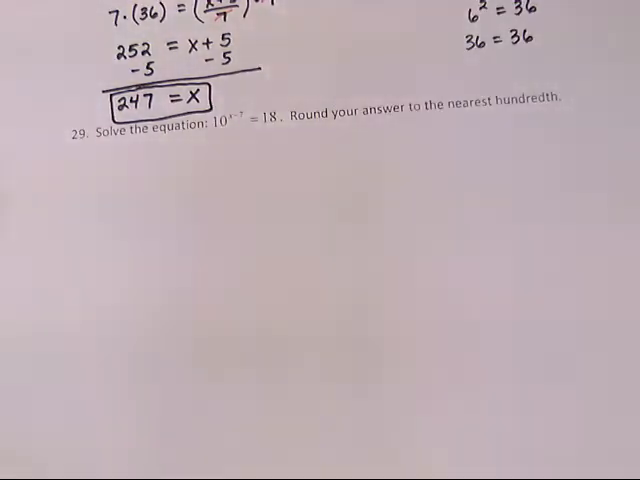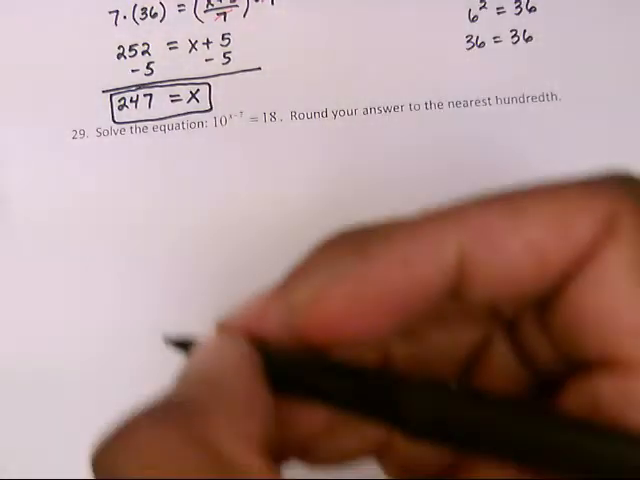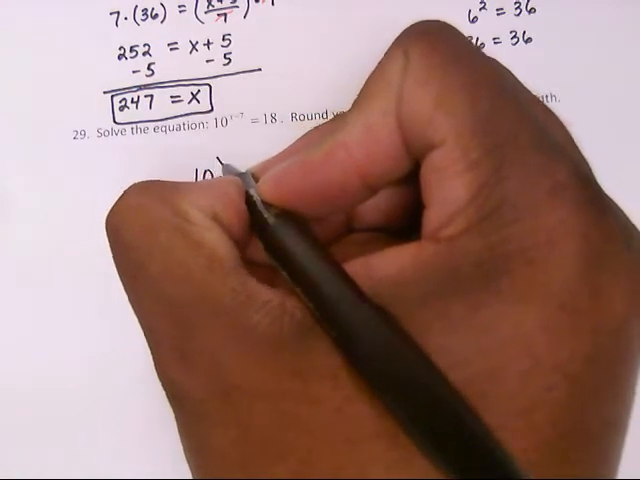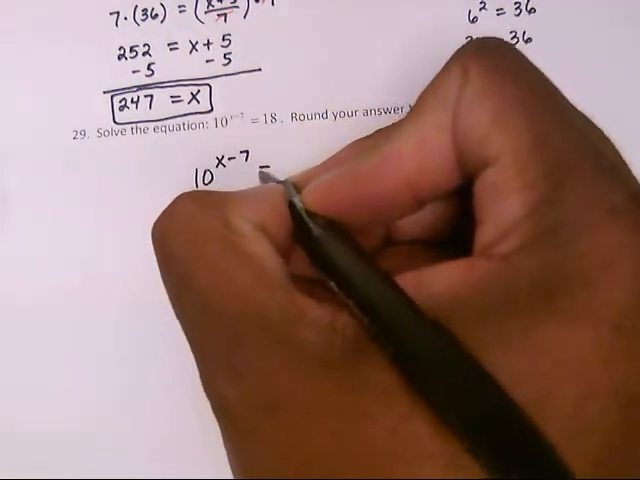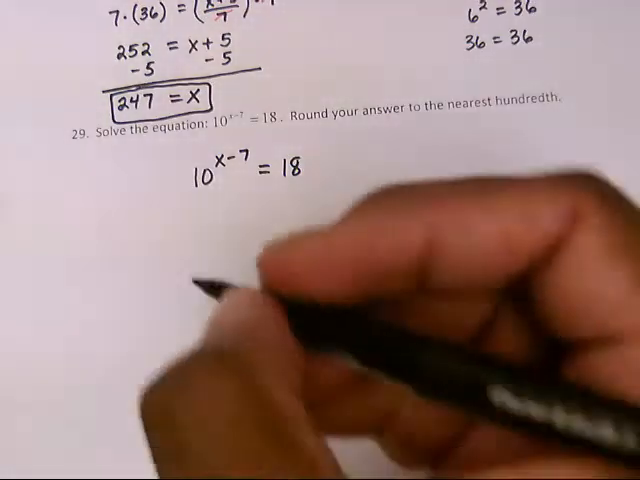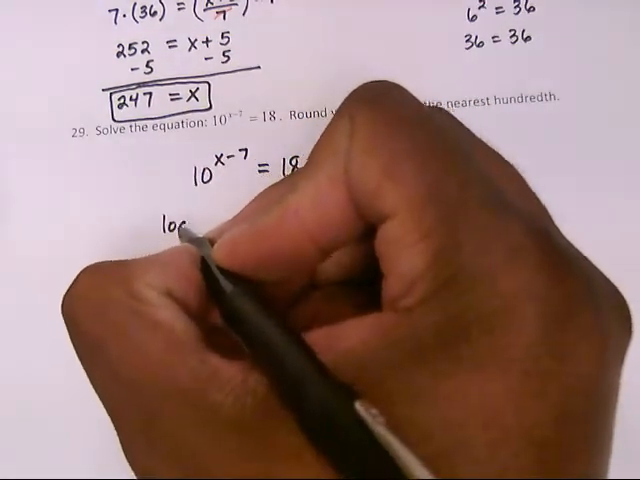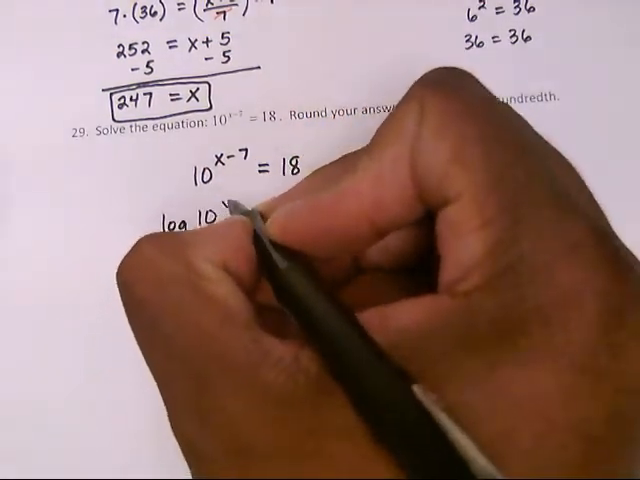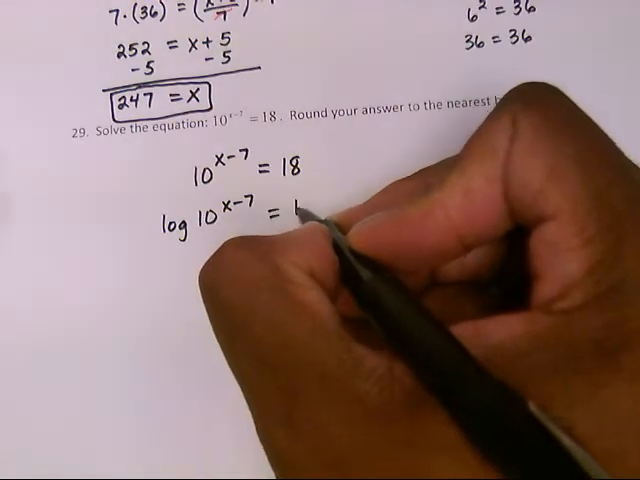Alright, number 29. Solve the exponential equation 10 to the x minus 7 is equal to 18. Round to the nearest hundredth, so 2 decimal places here. In this case, we got a base of 10. So instead of taking the natural log on both sides, it would be much easier to take the common logarithm on both sides of this equation.